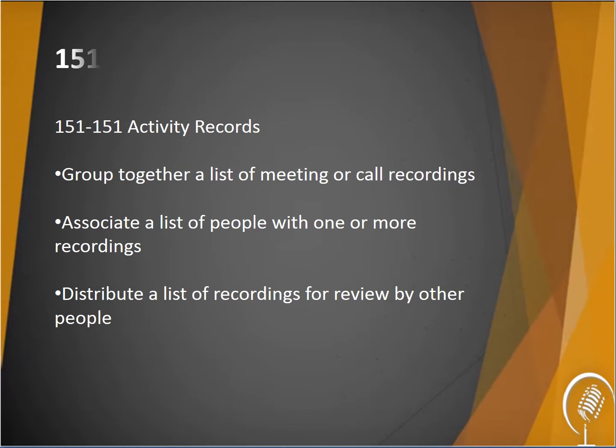In this video, we have seen how the 151 system makes it easy to create a group of call or meeting records by creating an activity record. We have also shown how an activity record makes it easy to optionally distribute that group of recordings to a list of interested people.